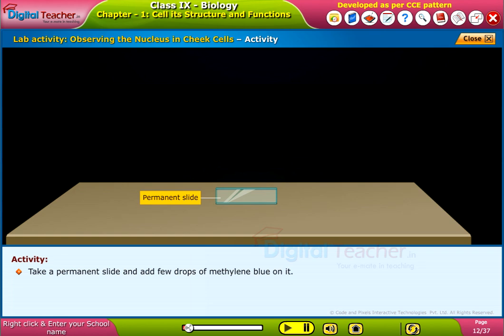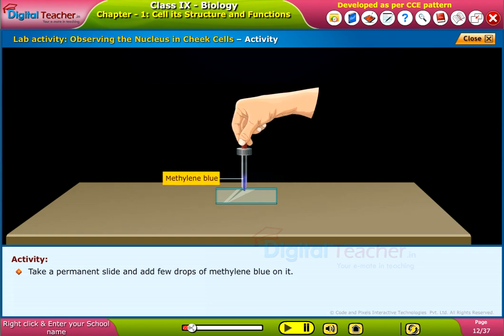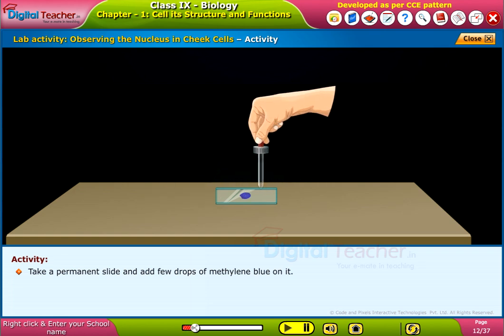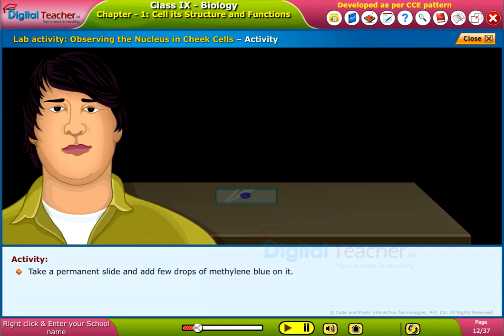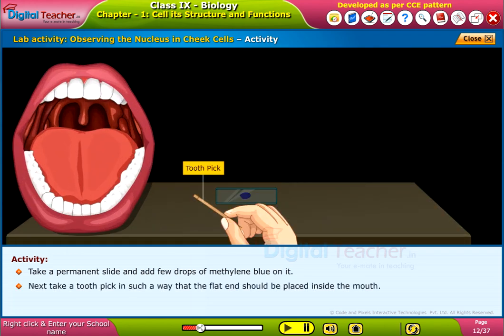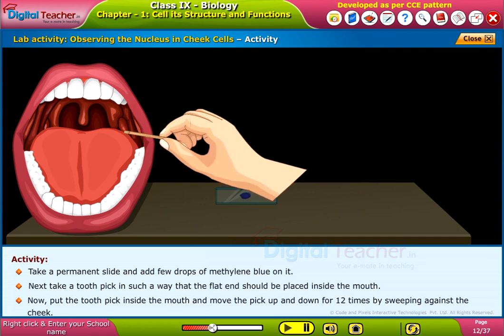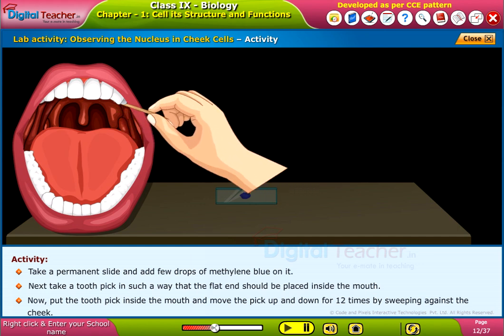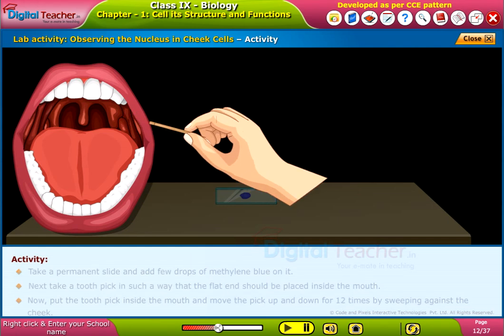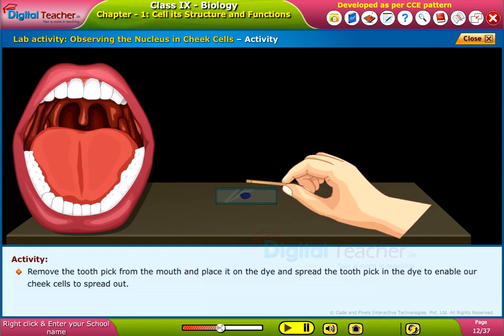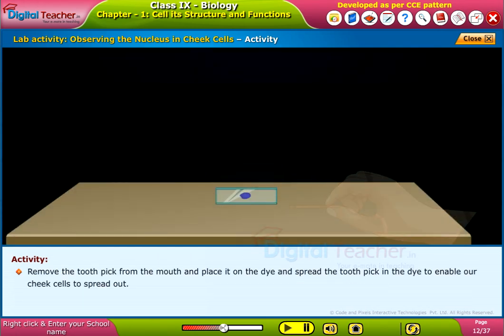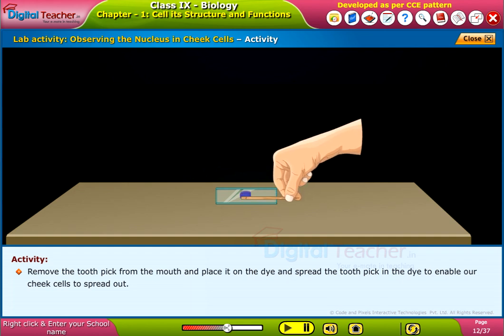Take a permanent slide and add a few drops of methylene blue on it. Now take a toothpick in such a way that the flat end should be placed inside the mouth. Now put the toothpick inside the mouth and move the pick up and down 12 times by sweeping against the cheek. Remove the toothpick from the mouth and place it on the slide and spread the toothpick on the slide to enable our cheek cells to spread out.